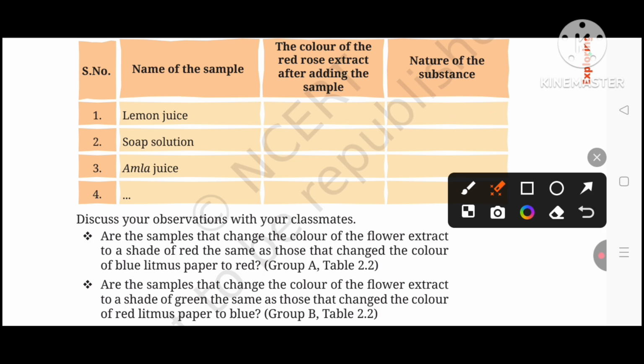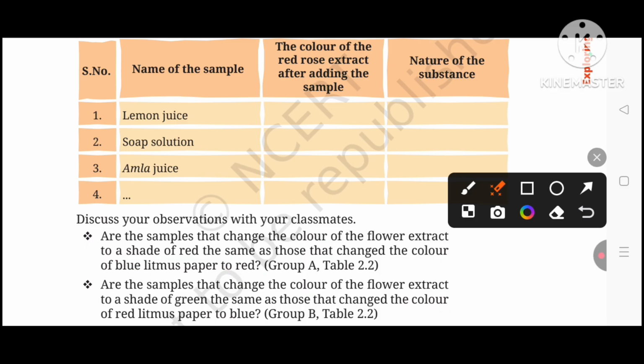So the samples that change the color of the flower extract to a shade of red are the same as those that change the color of blue litmus paper to red. The answer to this question is yes. The color of the flower extract gets converted into red, and it indicates acidic nature. The change of the color of blue litmus paper into red also shows that it is acidic in nature.